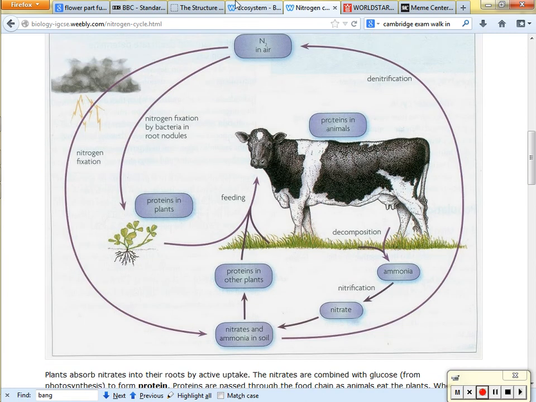So nitrogen in the air turns into something usable through nitrogen fixing. And that something usable is nitrate, so ammonia. Ammonia into nitrate is called nitrification. Nitrate back into nitrogen is called denitrification. Make yourself a little table with some arrows and you should be fine.